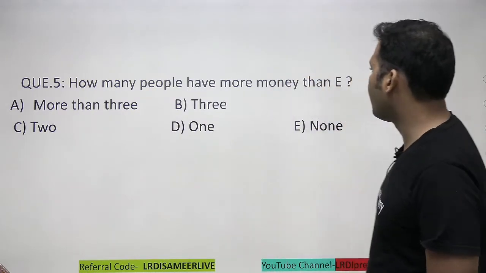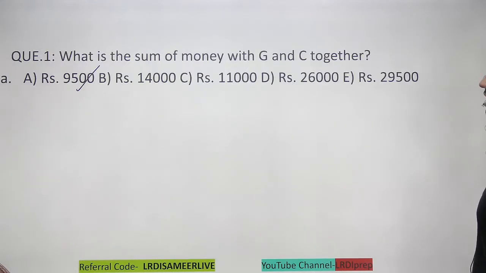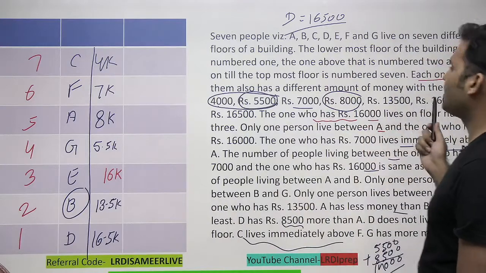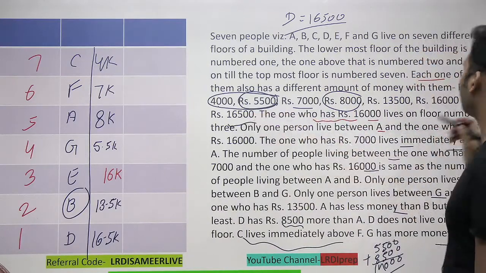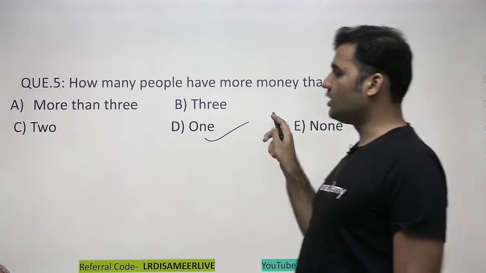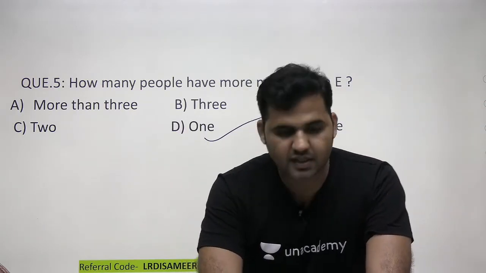How many people have more money than E? E is earning how much money? You see that E is earning 16,000, and we need more than 16,000. I have only one person earning more than 16,000. So the answer would be option D, right? This is how you're supposed to solve the set, guys, right?